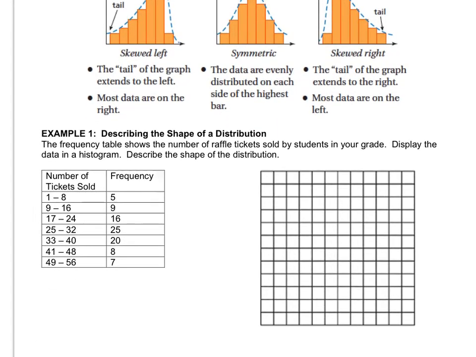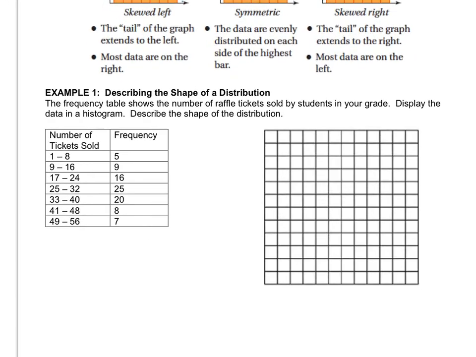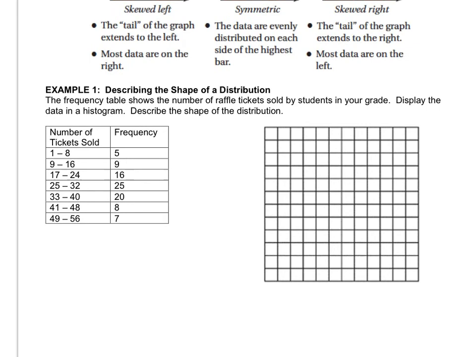It says to describe the shape of the distribution, and we have a frequency table that shows the number of raffle tickets sold by students, and we have to make a histogram, and then we have to describe the shape. So hopefully making a histogram isn't new to you. Whenever you make a histogram, you just want to make sure that your bars are touching and that your intervals are equal distance. So 1 to 8 is the same amount as 9 to 16, which is the same amount as 17 to 24, etc.